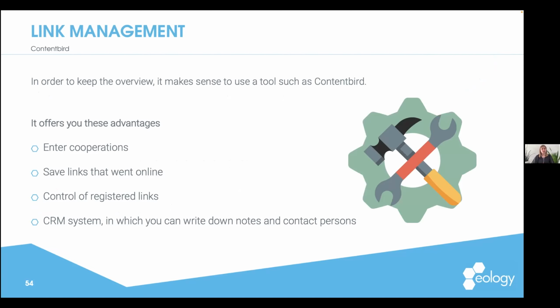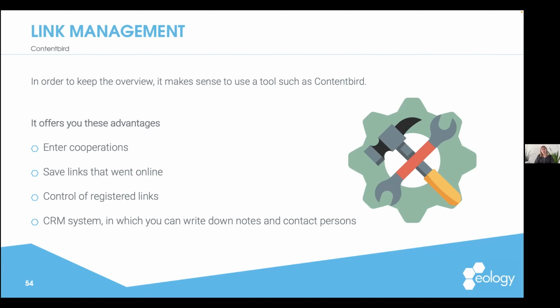Also, in order to keep an overview of the publications, the articles, the links you have already brought online, it's a good idea to use a tool. For example, we use ContentBird. It offers you several advantages. You can enter all arranged cooperations, so you have all the information of the successful cooperations in one place in this tool. You can also save the links that went online and the tool will monitor them for you. The system crawls the links you entered regularly and reports them as soon as they're offline. And you want to keep them online, of course.